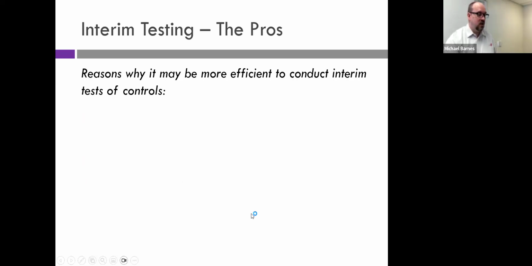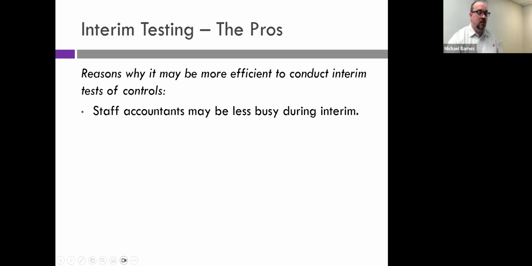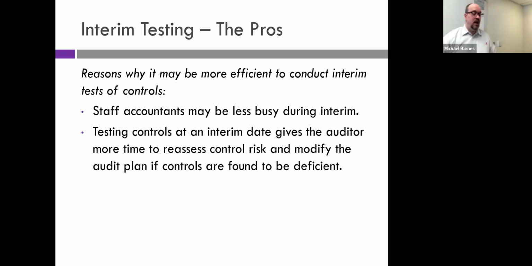Also, when conducting interim tests of controls, staff accountants may be less busy during interim. We know that's the case because year end is generally chaos. Testing controls at interim date can give the auditor time to reassess controls and modify the audit plan if controls are found to be deficient. So this is kind of an interesting one. We've talked about the nature of audit risk being sequential, and the control risk dictates detection risk. If I really want to know how much substantive testing I'm going to do at year end, it's probably good for me to get the controls testing out of the way early, so I can make a good assessment of what detection risk should actually be.